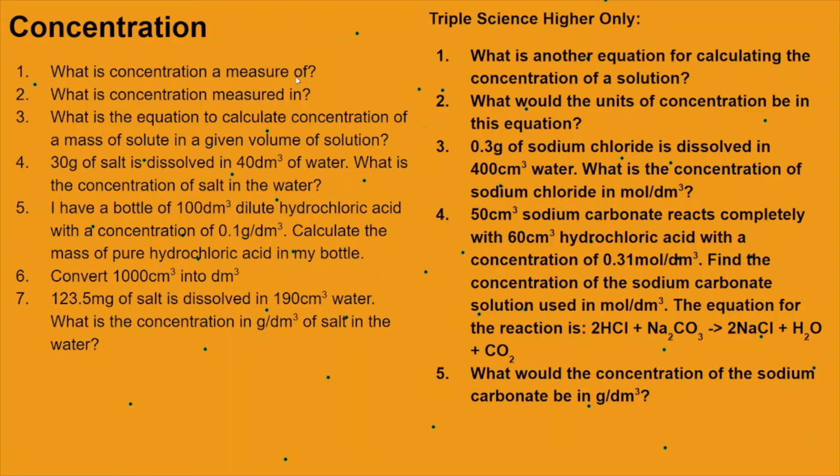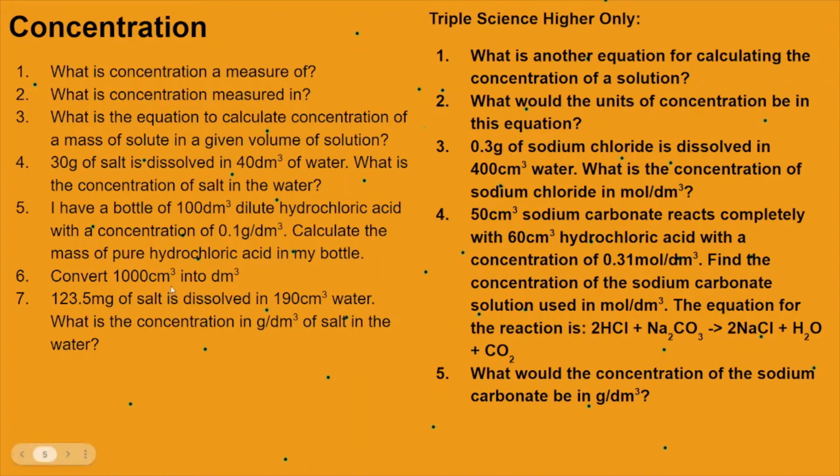So, concentration is a measure of the amount of a solute dissolved in a given volume of solution. We measure concentration in grams per decimeter cubed. So grams being the mass of the solute and decimeters cubed being how we measure volume. Remember, 1 decimeter is 10 centimeters.